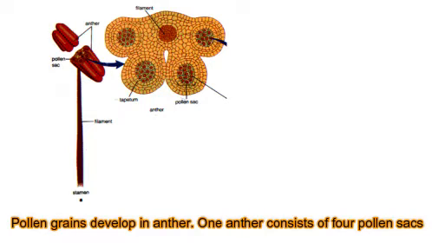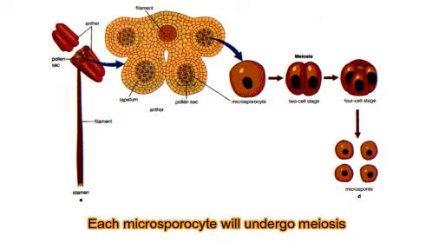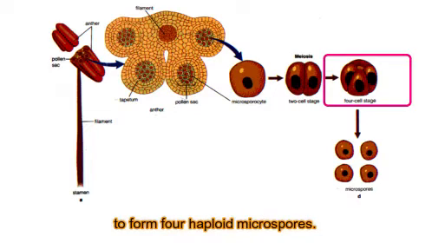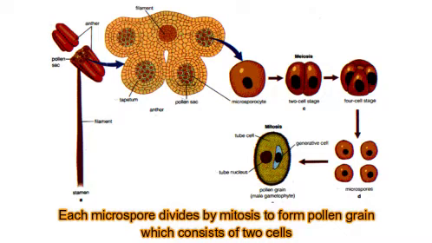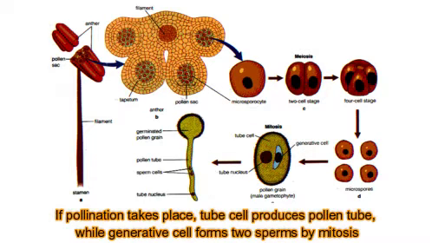Pollen grains develop in the anther. One anther consists of 4 pollen sacs, and one pollen sac consists of numerous microsporocytes. Then, each of the microsporocytes will undergo meiosis to form 4 haploid microspores, and after that, each microspore divides by mitosis to form a pollen grain, which consists of 2 cells, which are a generative cell and a tube cell. If pollination takes place, the tube cell produces a pollen tube, while the generative cell forms 2 sperms by mitosis.